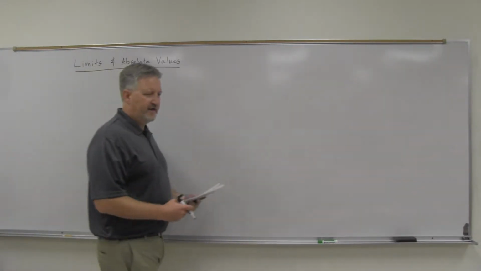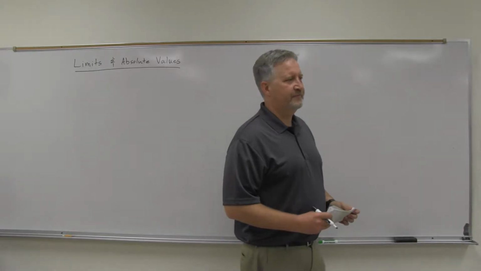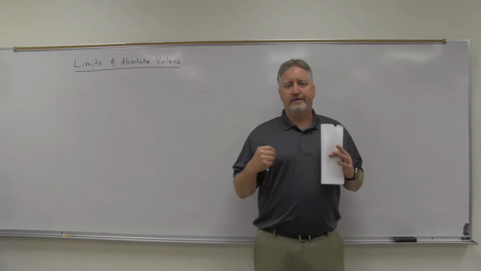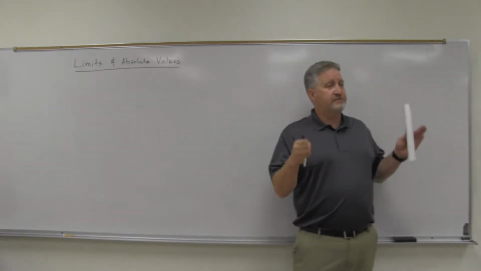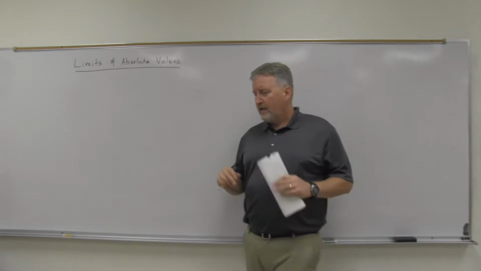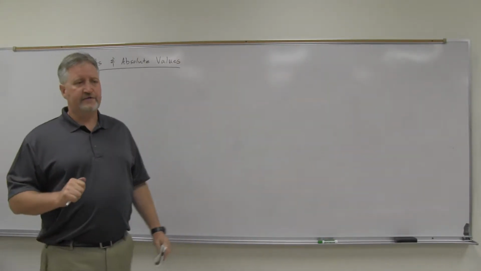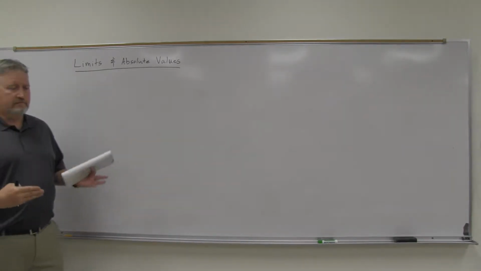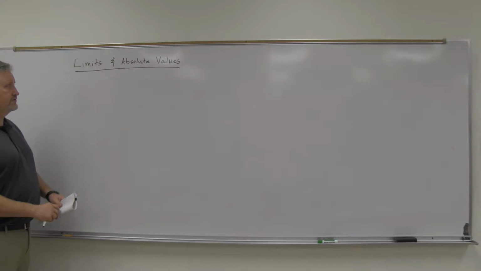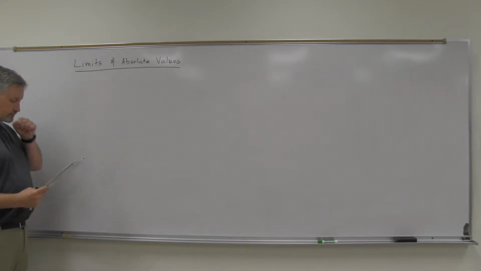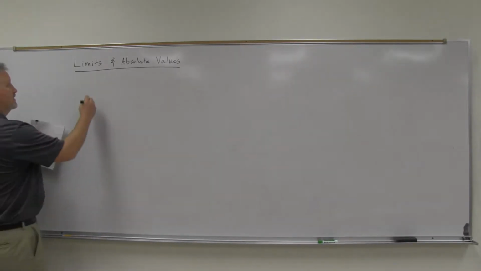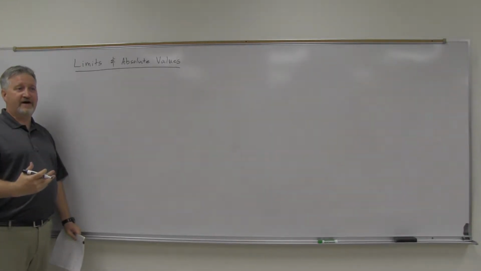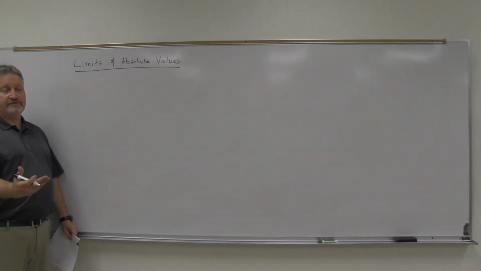There's a handy little technique that sometimes we'll utilize when we have a limit, and in that limit we have an absolute value. So that's what we're going to look at here. First of all, how can we evaluate these limits with absolute values, and without using a table or something like that. The technique is really rewriting the absolute value without absolute value bars.